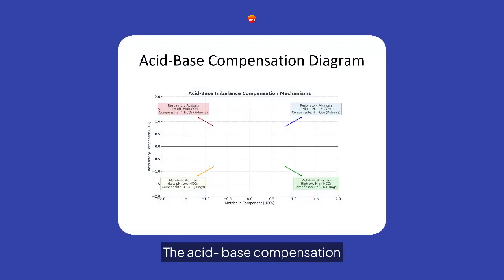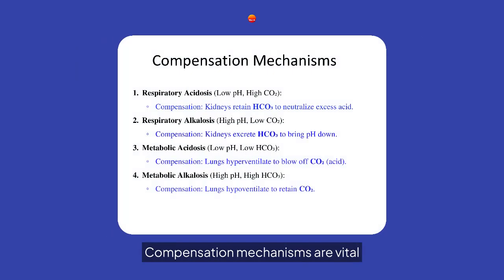The acid-base compensation diagram illustrates how the body compensates for imbalances. Respiratory acidosis involves high CO2 and low pH, while respiratory alkalosis shows low CO2 and high pH. Metabolic conditions involve HCO3 adjustments, highlighting the body's adaptive mechanisms. Compensation mechanisms are vital in managing acid-base imbalances.